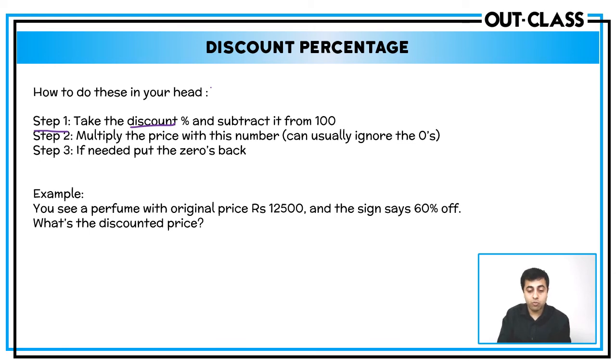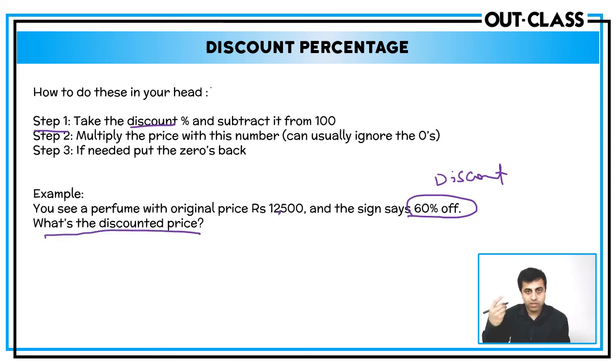So you see a perfume with a price 12,500 and the sign says it's 60% off. So discount is 60%. Sometimes it'll just say discount is 30, whatever, discount. Importantly, it's not telling you the discounted price. They usually write the original and you have to somehow find the discounted price. So how do we do this? Well, the first step, remember, is subtract the discount from 100. So just quickly in your head, you'll do 100 minus 60 is 40%.